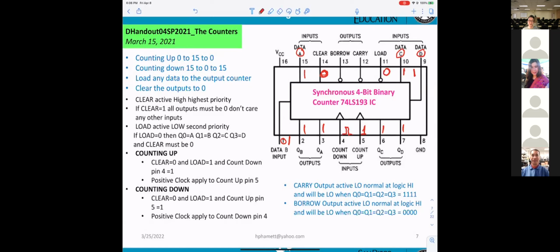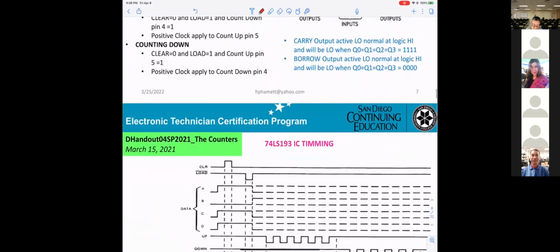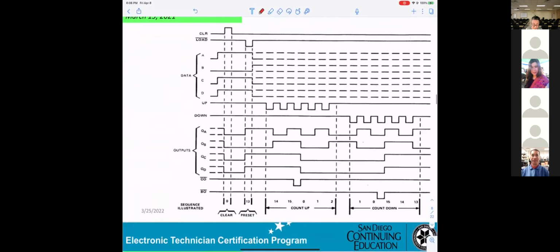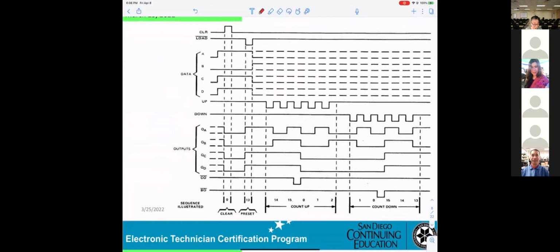Okay, now you still get the 2 more output. That's what we're talking about: borrow, carry. I try to see. Okay, now timing here. Try to learn how to read the timing. Everything will be coming out from timing.